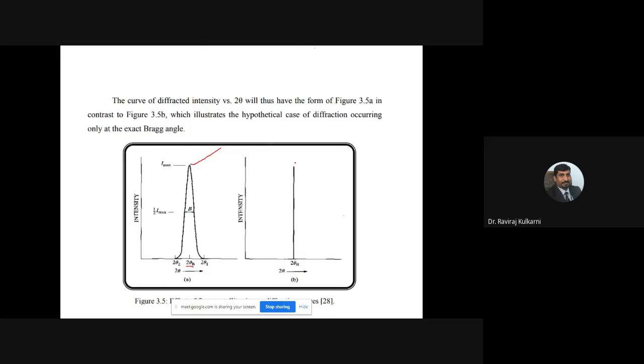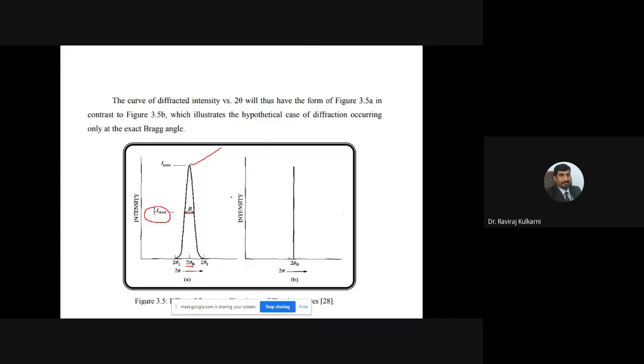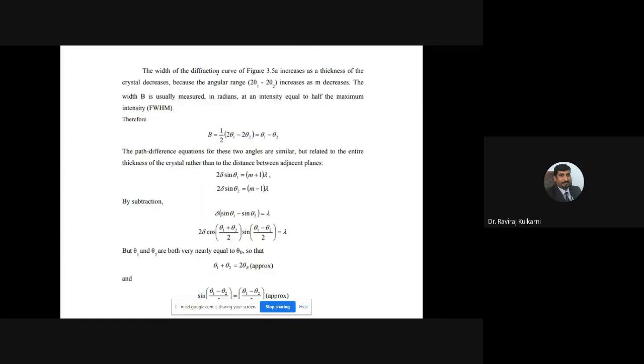So this you can see here. This width we call B. This width is at half of the maximum. It is approximately the distance between theta 1 and theta 2. So the intensity should be at theta B, other than theta 1 and theta 2, and so on the 2 theta axis. This is what you get from this diagram. So the width of the diffraction curve increases as the thickness of the crystal decreases.